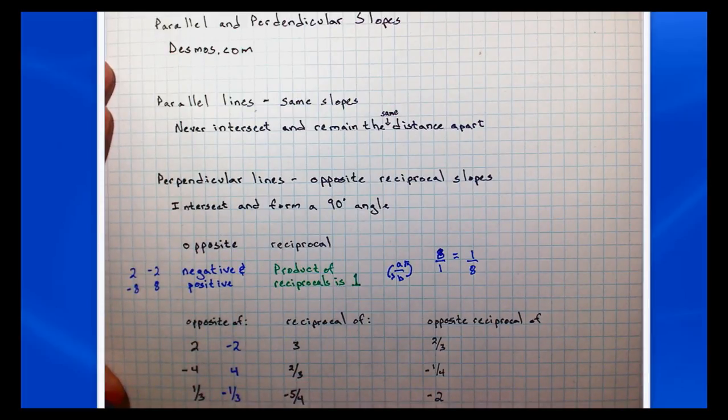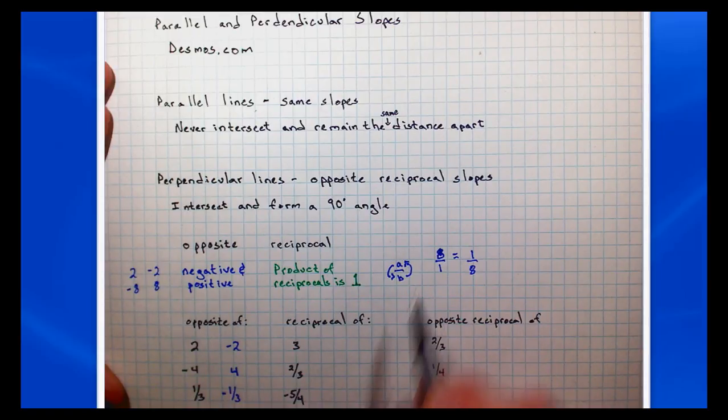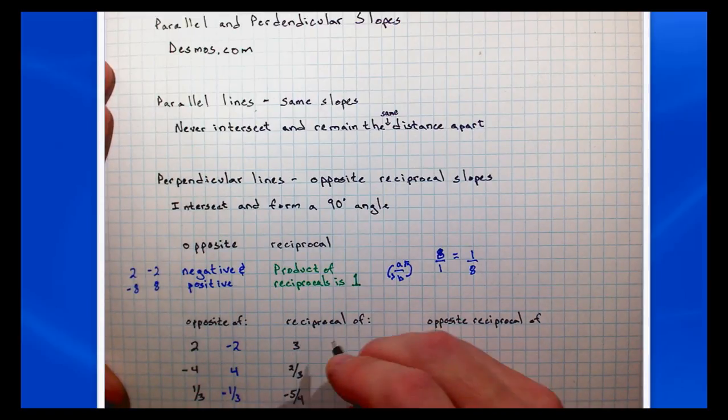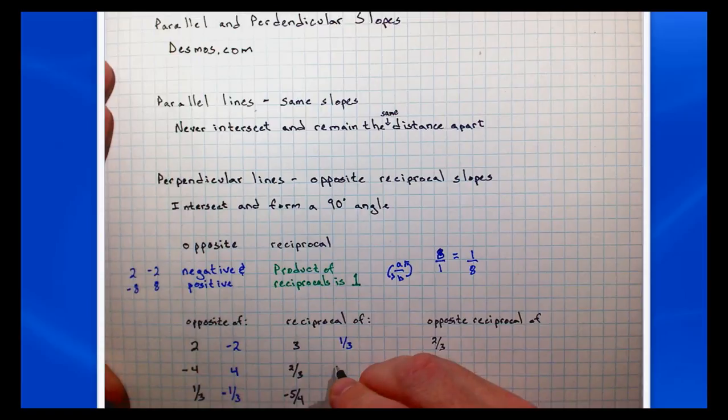Reciprocal. Remember, reciprocal is just flipping. Take what is in the numerator, put it in the denominator. What is in the denominator, put it in the numerator. So the reciprocal of 1/3, or 3, is 1/3. Reciprocal of 2/3, 3/2. Reciprocal of a negative 5/4, a negative 4/5. And if I were to multiply these together, I would get a 1. Negative times the negative is a positive.